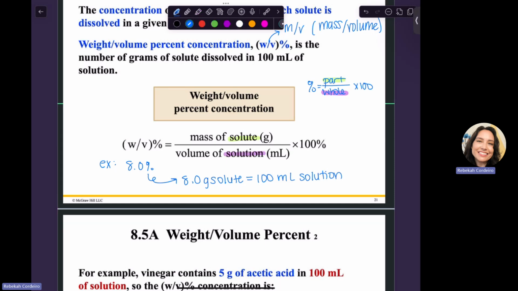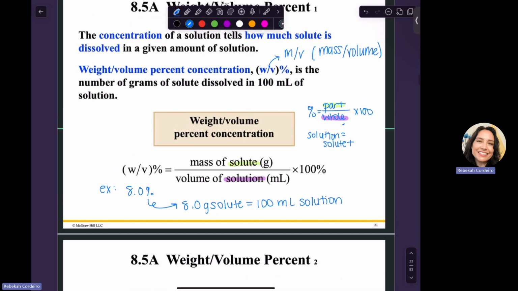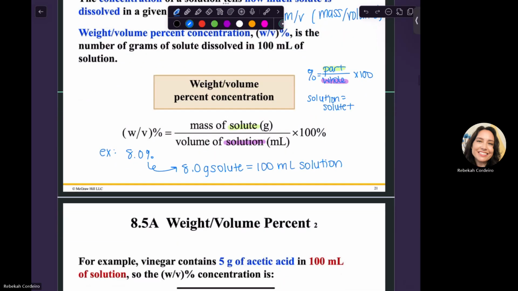Because the solution consists of the solute plus solvent. And so the solute is usually the interesting part. The solvent can be interesting, but usually it's the solute, the thing we're trying to get dissolved.